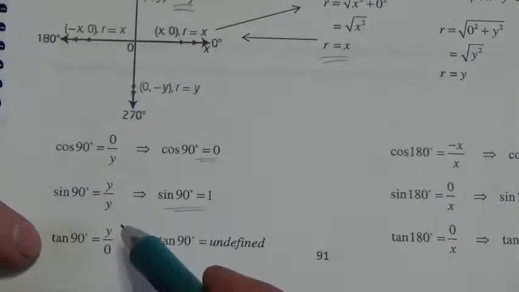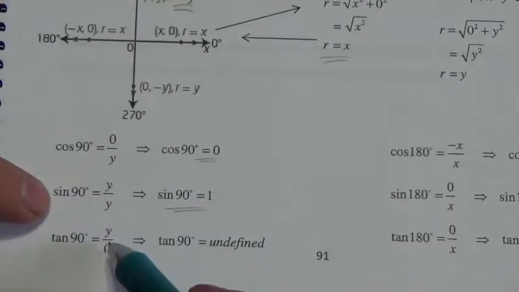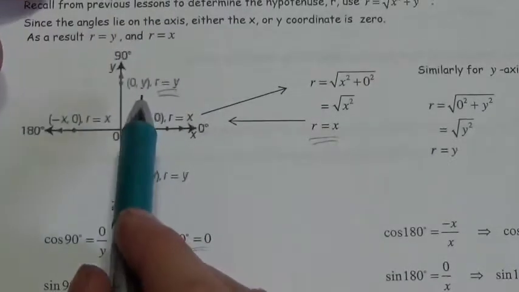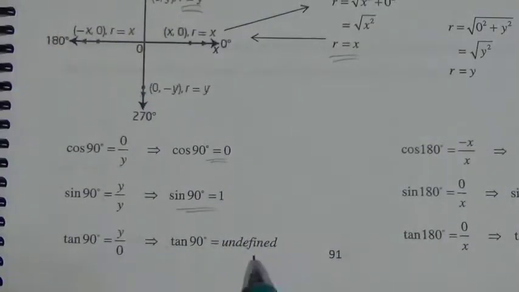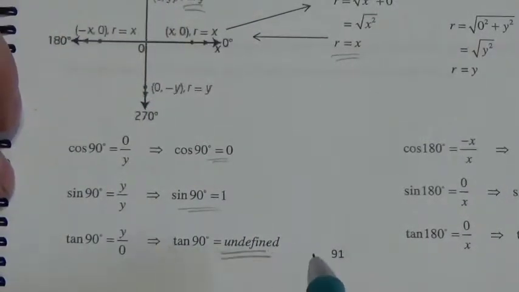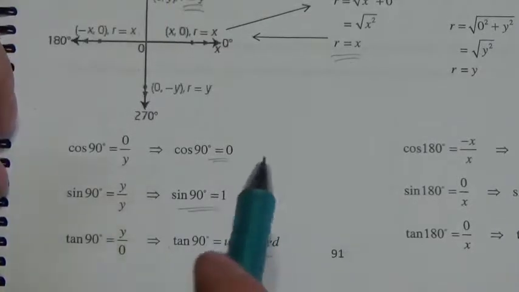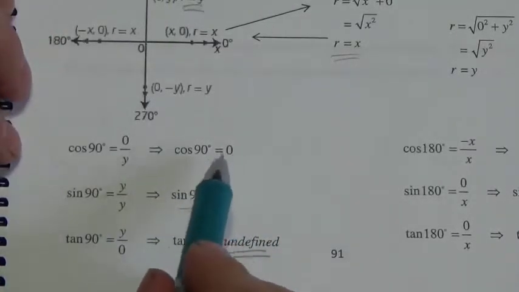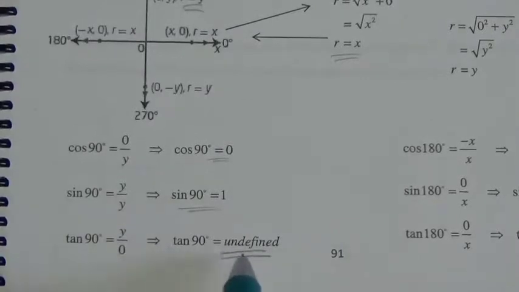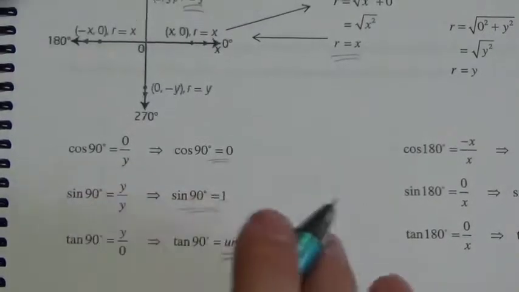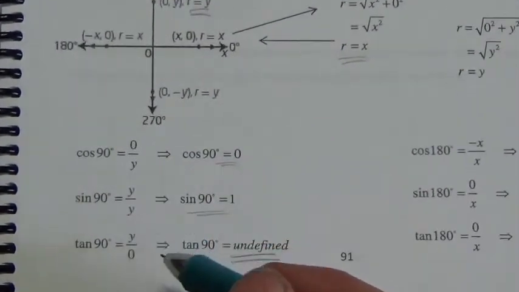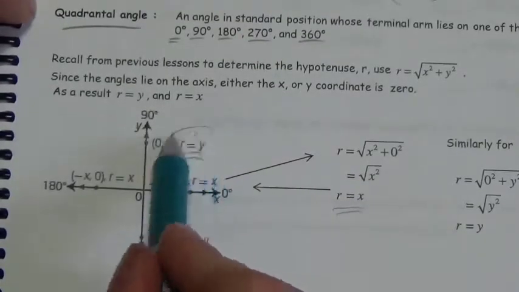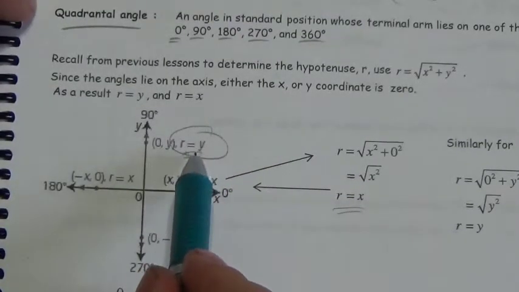Tangent is going to be y over x, and in this case the x coordinate is 0. So y over 0, well, just think about that. Anything divided by 0 is undefined. And actually, if you go to your calculator and verify and look at those right now, cosine of 90 you'll see is 0, sine of 90 is 1, tangent of 90 you're going to get an error. It's undefined. We are sticking really, really strictly to the definitions. Cos is x over r, tangent is y over x. It's just that in this particular case, at 90 degrees, r and y would be identical.